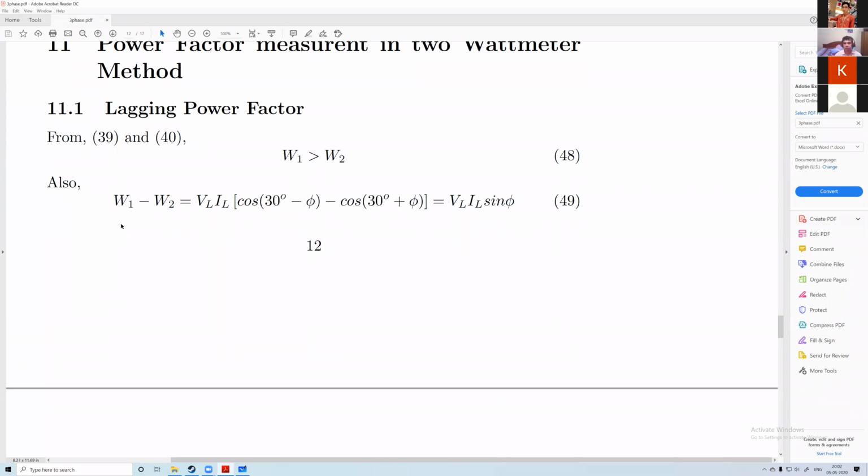And what is W1 minus W2? Put the values, do some manipulations, and you will get VL IL sin phi. If you just put the values and do some manipulations, you will get W1 minus W2 is VL IL sin phi. And what was W1 plus W2? That was square root of 3 VL IL cos phi, right?